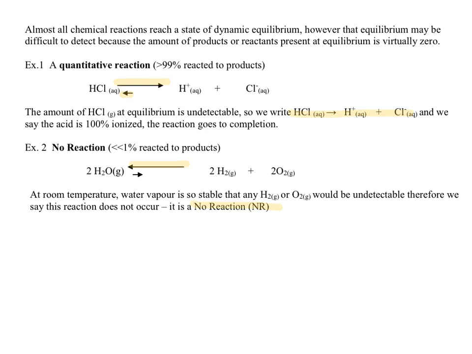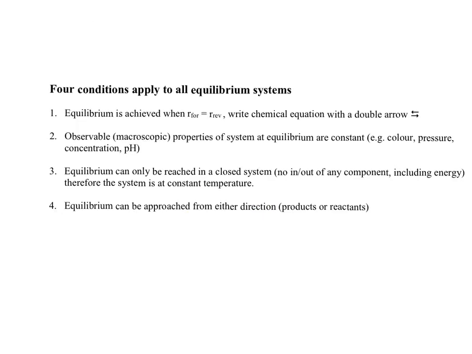And then, of course, the third type of reaction we're going to look at is this new idea of equilibrium, where you've got a reaction that goes partially to products, partially to reactants. And we'll talk about where the equilibrium point lies based on, does it favor products or favor reactants. There are 4 conditions that apply to all equilibrium systems.